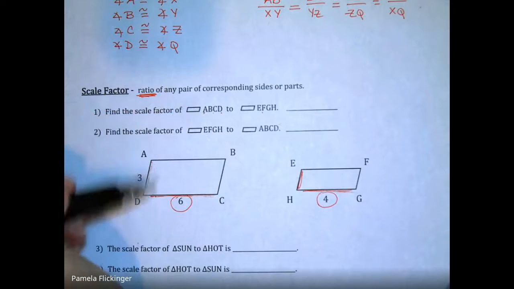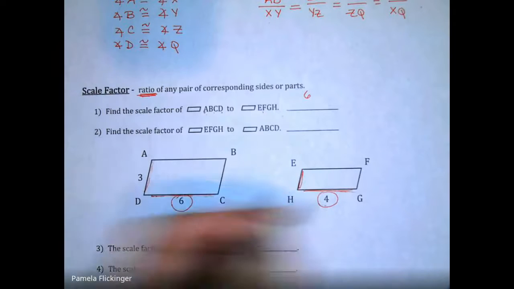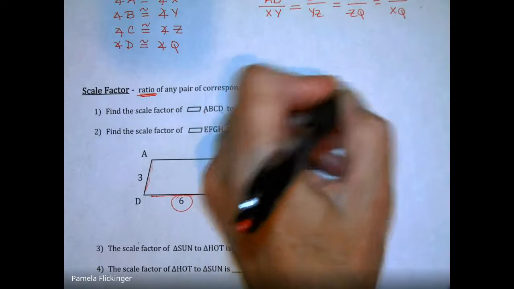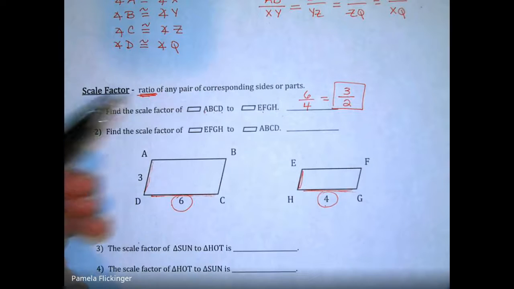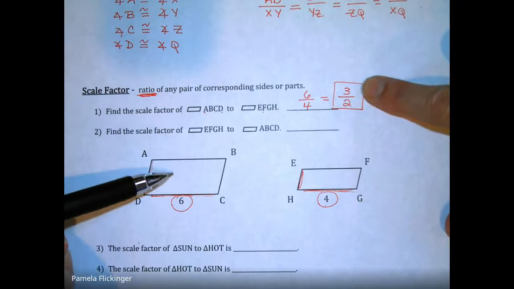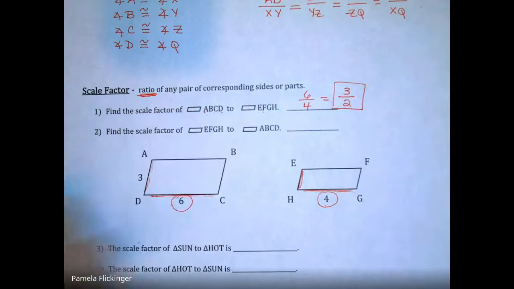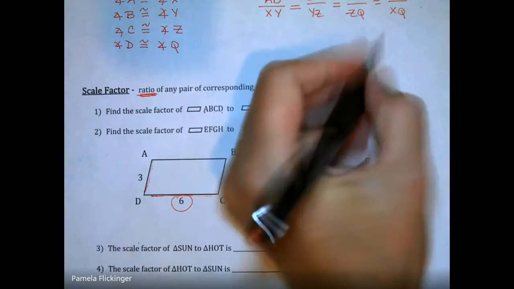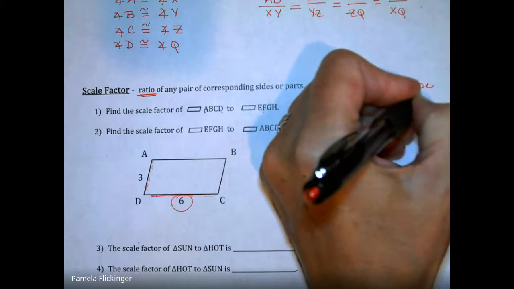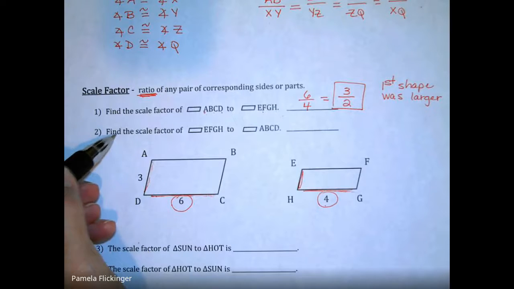The number from figure ABCD is my numerator. EFGH is my denominator, and then I reduce that to get a scale factor of 3:2. This also tells me, in this order, that the first figure, ABCD, should be larger than the second, simply because this is a number bigger than 1. So the first shape was larger.